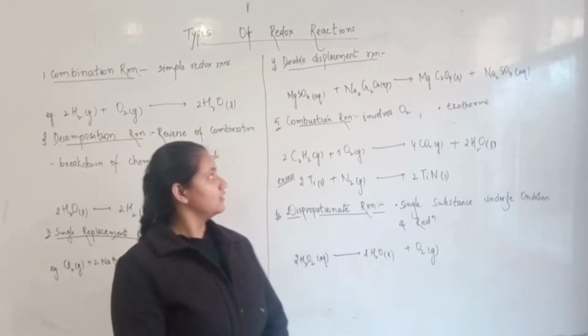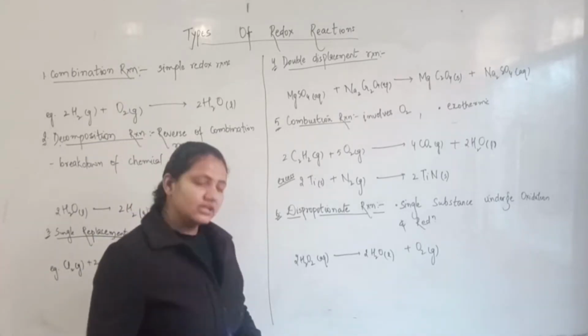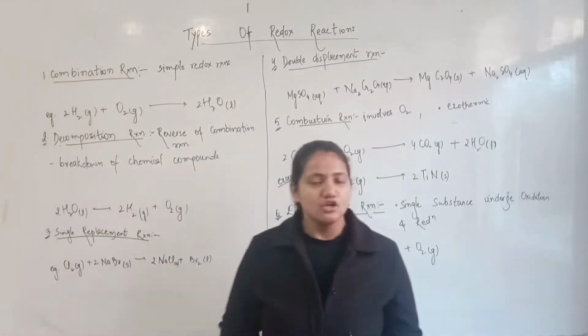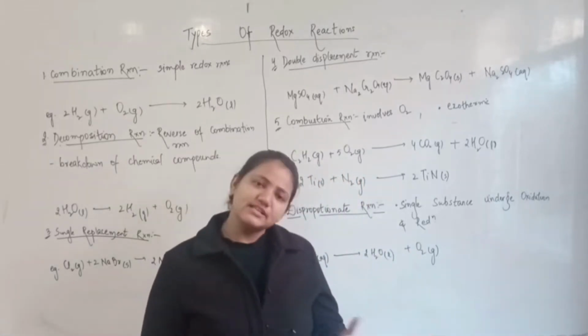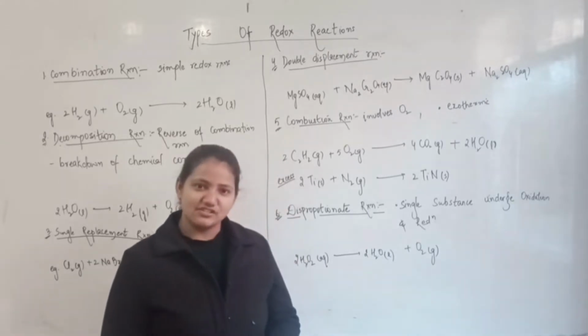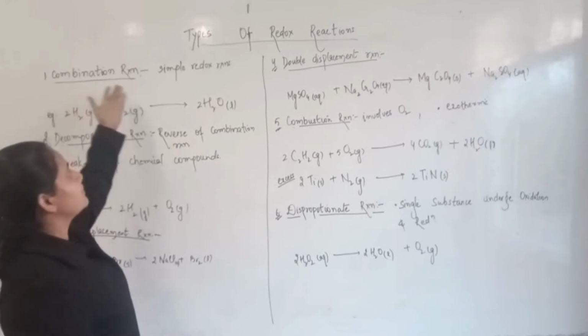Today, the topic for the day is types of redox reaction. Earlier we read about what redox reactions are. Those reactions in which oxidation as well as reduction takes place simultaneously are called redox reactions. The first type is the combination reaction.